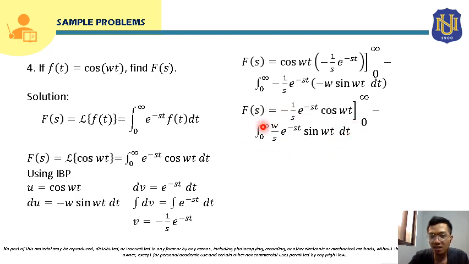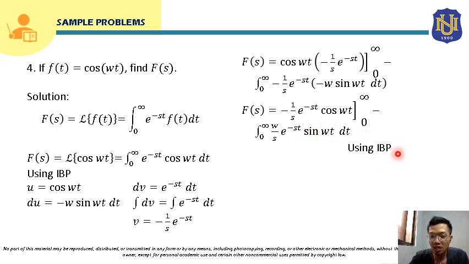In integrating this, w and s are constants, since the variable here is t, so we can just factor out w over s. Then we can use IBP, or integration by parts, again to solve for the integral of e raised to negative st sine wt dt. Again, this is the integral of two functions combined: an exponential function and a trigonometric function.